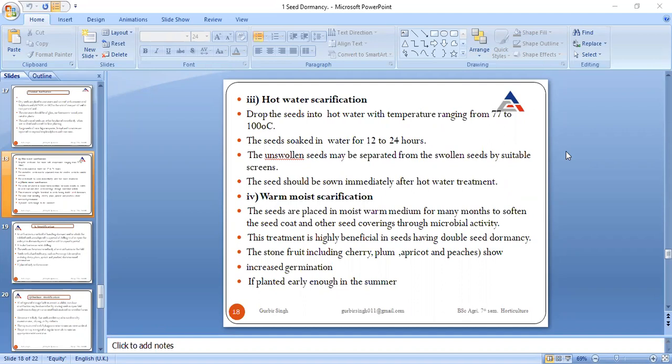Next is warm moist scarification. The seeds are placed in moist warm media for many months to soften the seed coat and other seed coverings through microbial activity. The treatment is highly beneficial in seeds having double seed dormancy. Stone fruits including cherry, plum, apricot, and peach show increased germination if planted early in the summer.